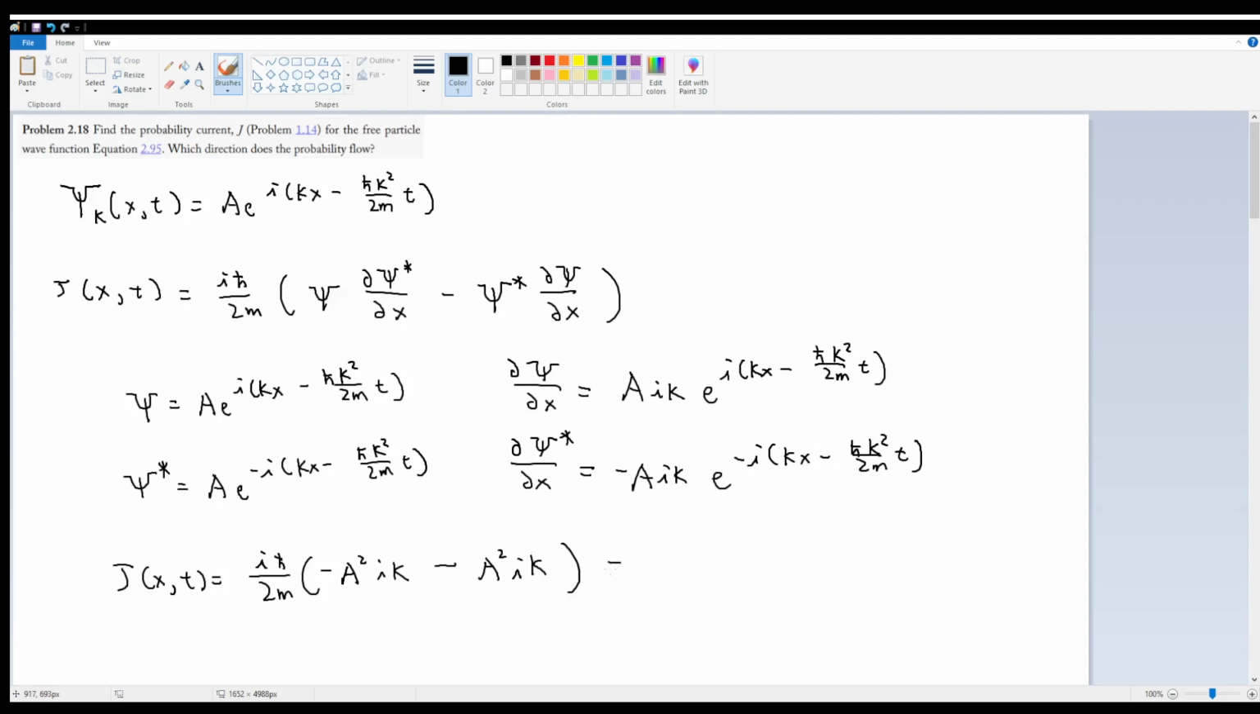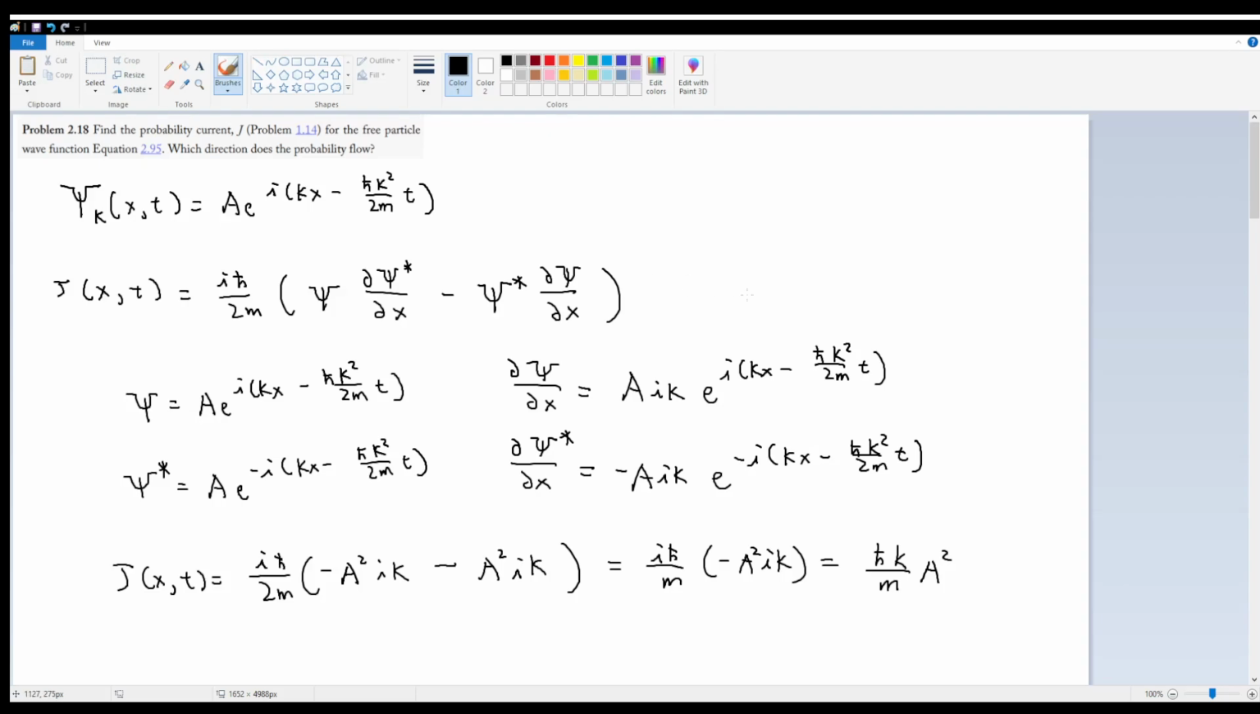What we're left with is iħ/m times negative A squared ik, where I combined these two to make negative 2A squared ik. The i's multiplied together make negative 1, so the negative cancels. This leaves us with ħk/m times A squared. Let me just double check that this is correct. A squared ħk over m. Yes, that's correct.